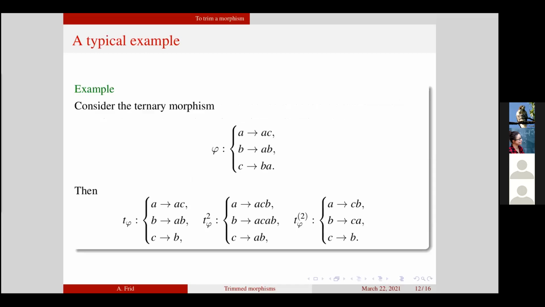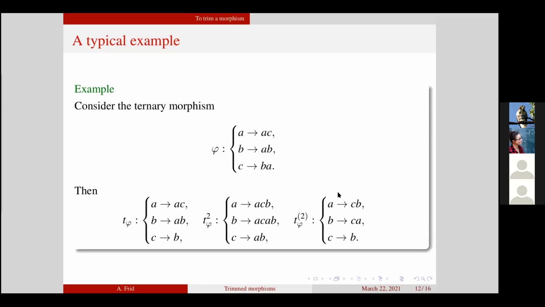And then if we are looking for a typical example, maybe this example will be too typical, just a ternary morphism. Its trimmed version is just the same, but without this last A here, because the image of C is already separated from the images of A and B, no problem. So its trimmed version is like this. It's the square, the usual square in the morphic sense, the morphism square of ABC is here.